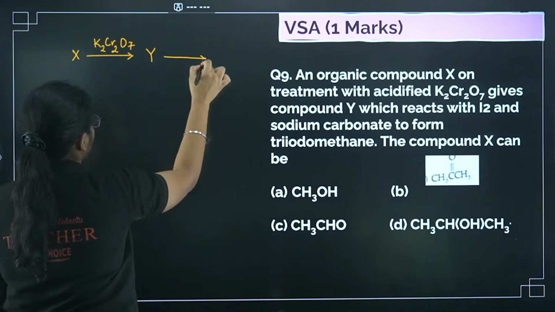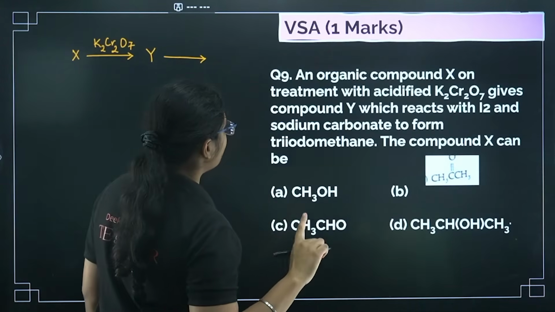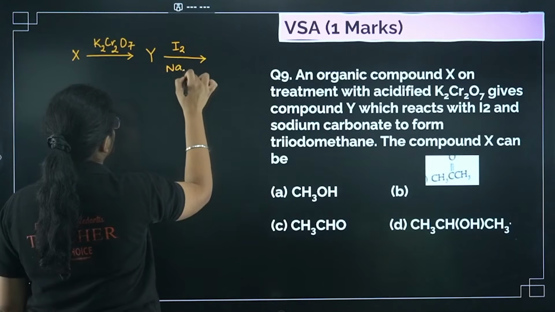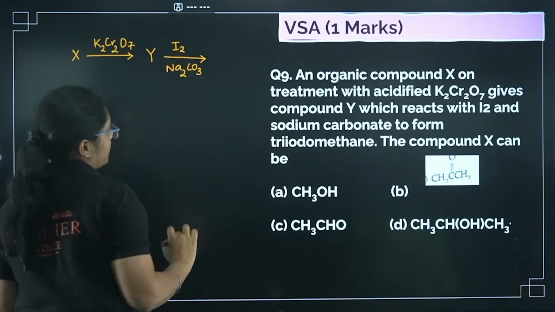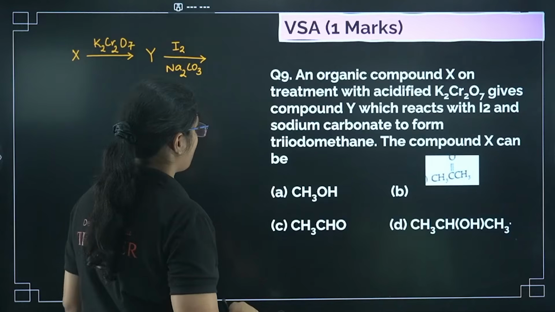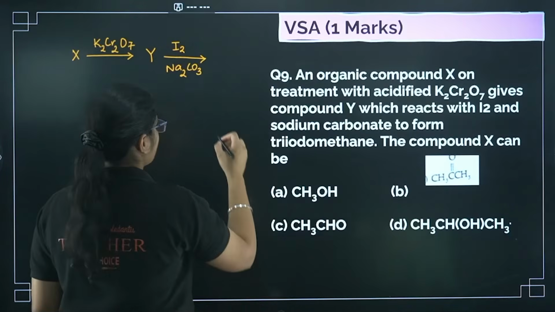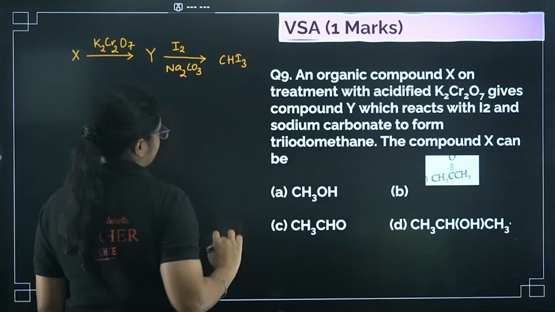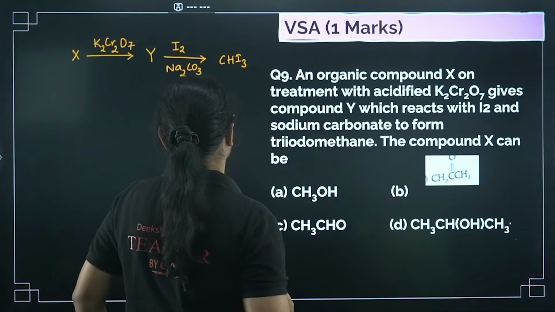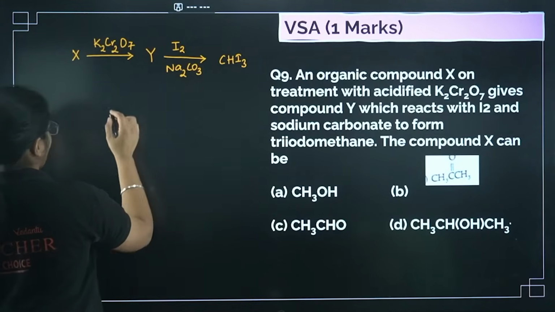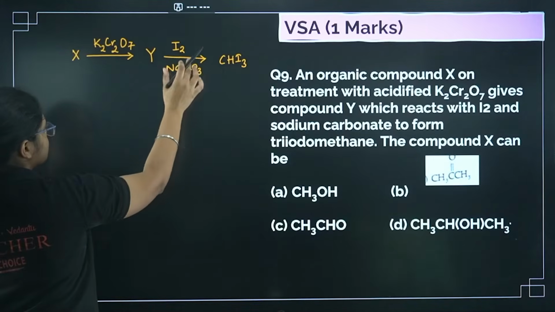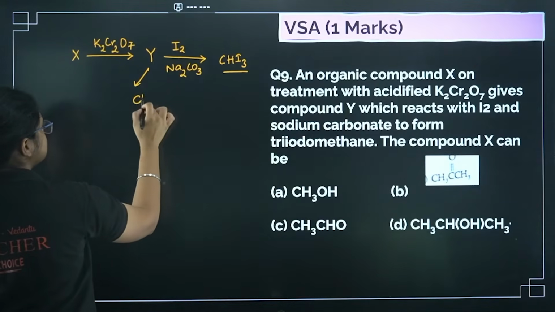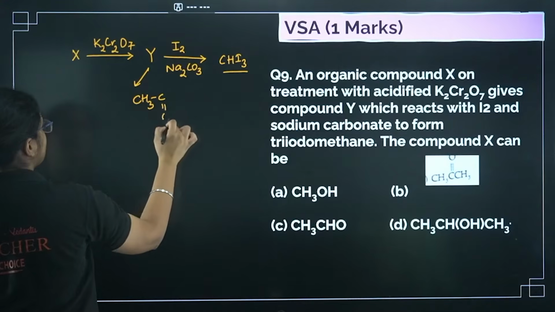Now this compound Y reacts with I2 and sodium carbonate to form triiodomethane. The compound X can be. Now see here, if I want this compound to react with I2 and Na2CO3 and then it is giving me CHI3, this compound must contain the CH3CO group.